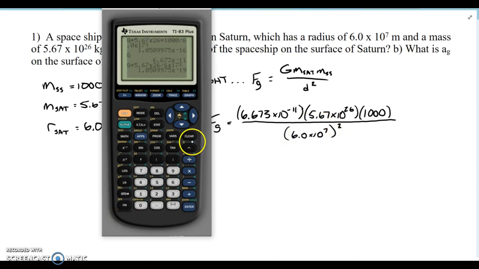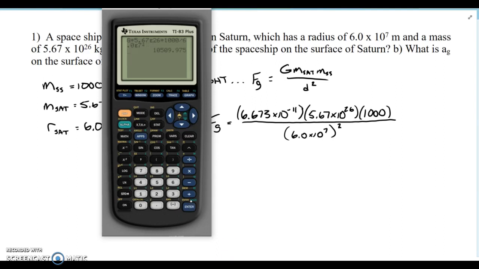So I'm going to open up my calculator, and I'm going to type in. I already have G stored in there as 6.673, so I don't need to type out that value. 5.67, second E, that is times 10 to the, and raise it to the 26th power. Calculator's being weird. There we go. Times 1,000, which is the mass of the second object, which is the spaceship. And we'll divide it by 6.0 times 10 to the 7, and we square it. Again, when you use that double E feature, it assumes you typed out all the zeros, so you don't need parentheses, so I can just square it, and it'll handle it correctly.